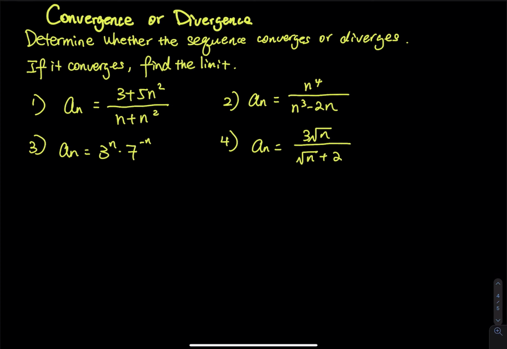In this video, I will determine whether a sequence is convergent or divergent. I will do 4 examples in this video and then another 4 examples in the next video. So the first one, we have the nth term, right?